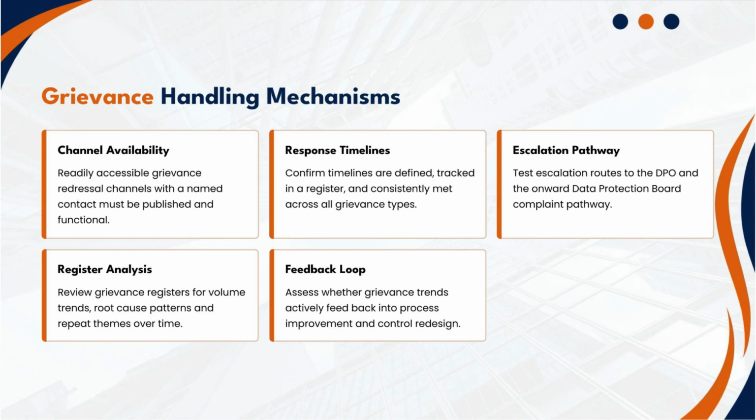So what do you test? Findability first. How many clicks from the home page? Second, acknowledgement. Does anything come back and how fast? Third, ownership. Who is accountable? By name. Fourth, closure. Show me the last 10 grievances and how they ended. And fifth, escalation. Does the person know they can go to the board? If they never tell people that, the grievance mechanism is a container, not a route.